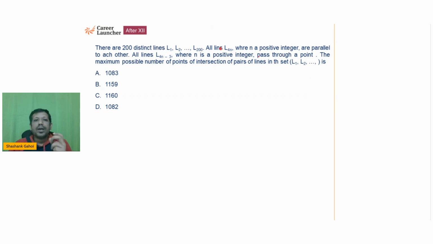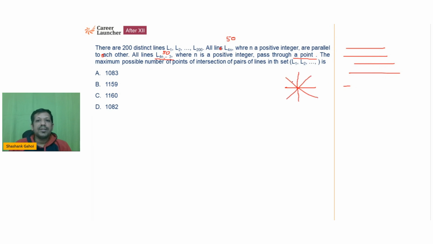So basically, all the lines in the format of 4n, meaning multiples of 4, so there are going to be 50 lines, 4, 8, 12, 16 up to 200. There are going to be 50 lines that are parallel to each other. And all the lines in the format of 4n minus 3, we are talking about 50 lines where n is a positive integer, passing through a point. So basically parallel lines are going to look like this, and the 4n minus 3 lines are going to look like this.